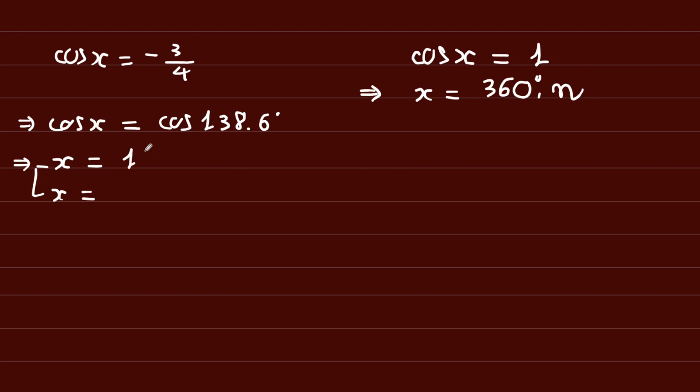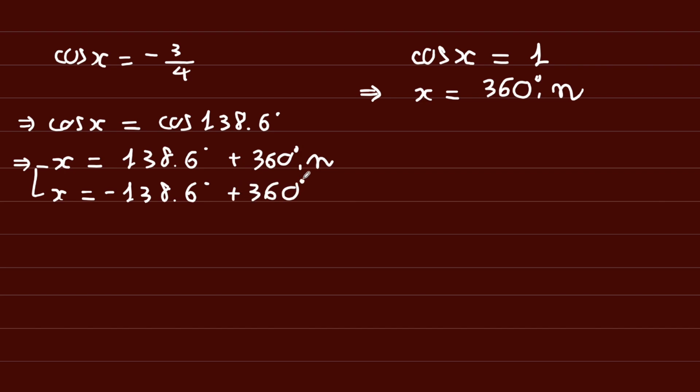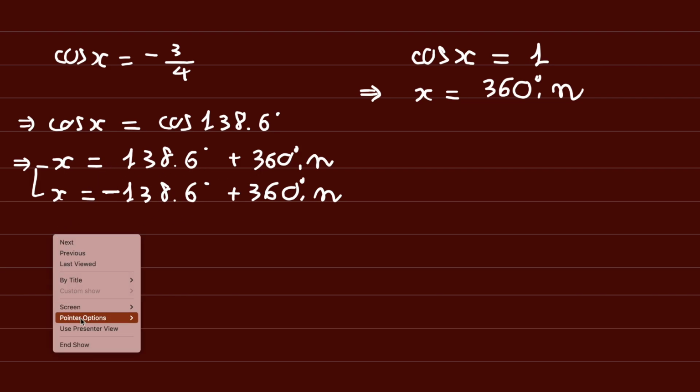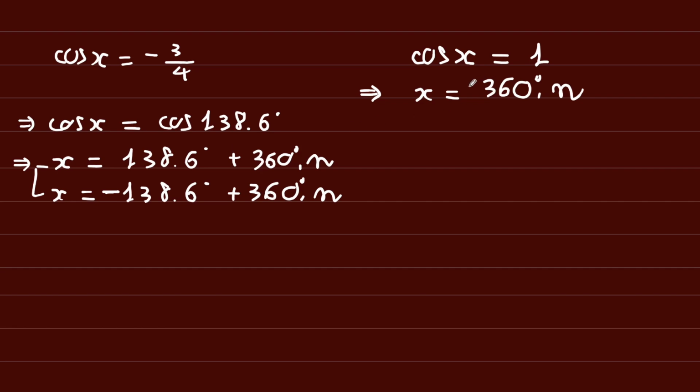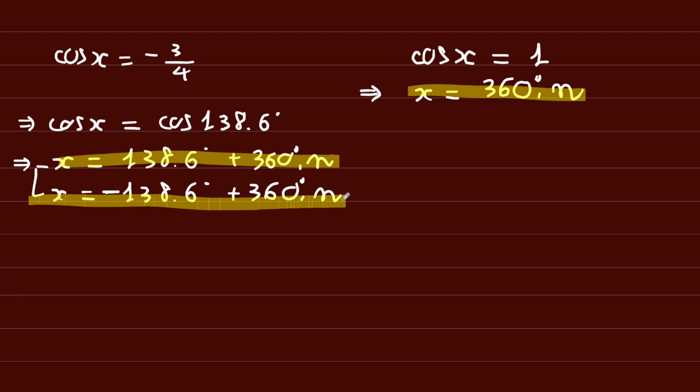You have only 3 general solutions, and you don't need to take the supplementary relationship anymore. We take the opposite relationship. Opposite means one side will be plus and the other side has to be minus: minus 138.6 plus 360 degrees multiplied by n. Okay, so you got 2 general solutions for this case and 1 general solution for this one, so 3 general solutions for this question.